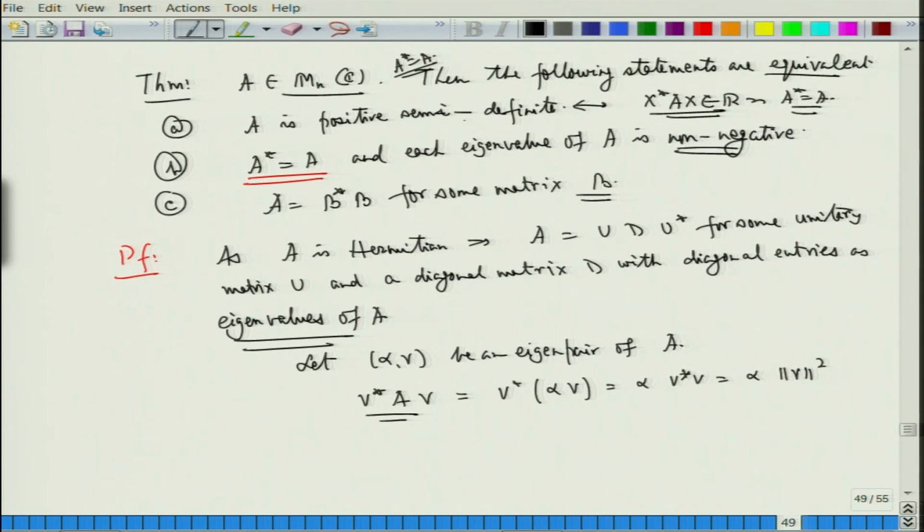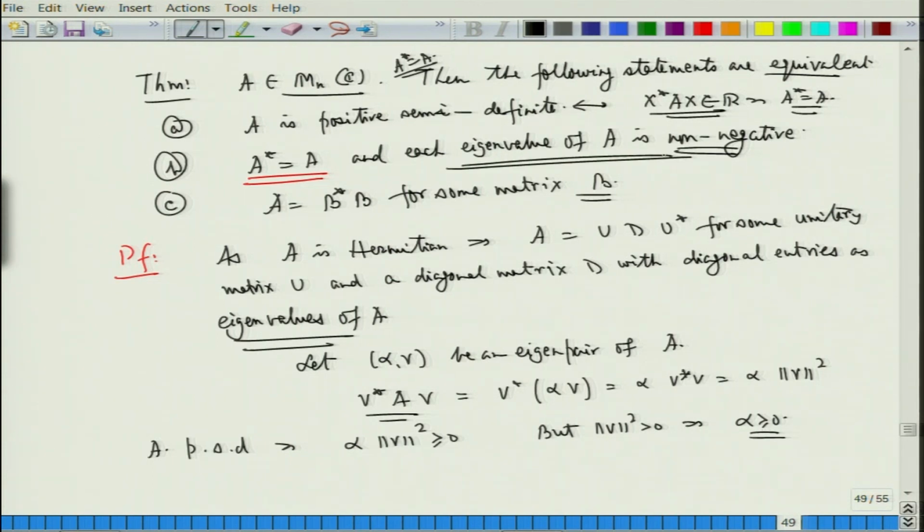We are saying that A is positive semi definite. So, A positive semi definite implies alpha times norm of V square is greater than equal to 0, but norm of V itself is positive because V is an eigenvector. This implies alpha is greater than equal to 0, all right. So, we have proved that each eigenvalue of A is non-negative, fine. From there I want to go to C, that A is equal to B star B for some matrix B, fine. So, I have shown that A implies B is done.